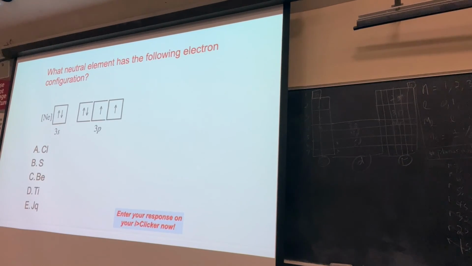This system is the orbital box notation. And orbital box notation is really helpful when it comes to the magnetism, which we're going to get into a little bit later. But see if you can figure out which neutral element has this electron configuration. So again, similar to what we did before, but a little bit different too because of the orbital box notation.